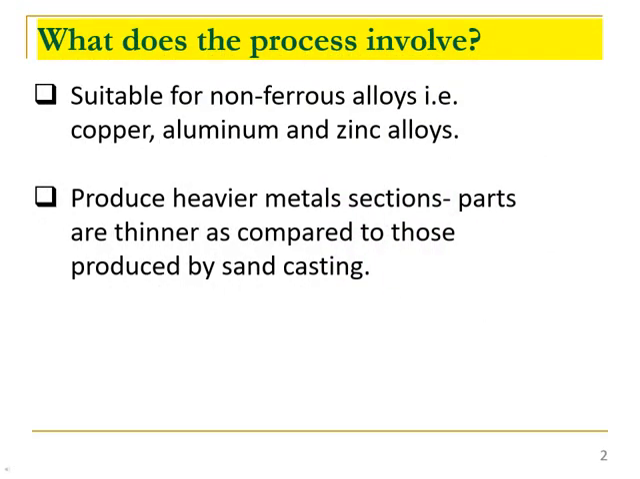What does the process involve in gravity die casting? Unlike high-pressure die casting, where the molten metal moves into the die due to high pressure, this die casting technique depends on gravity. There is no other force applied to facilitate the flow of molten metal. This metal parts manufacturing process is suitable for non-ferrous alloys, that is, copper, aluminum and zinc alloys.